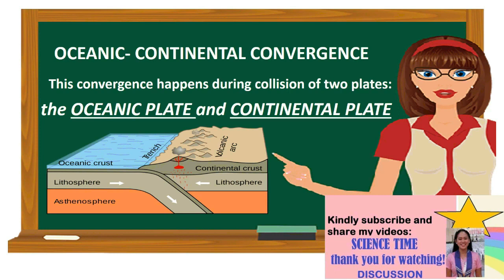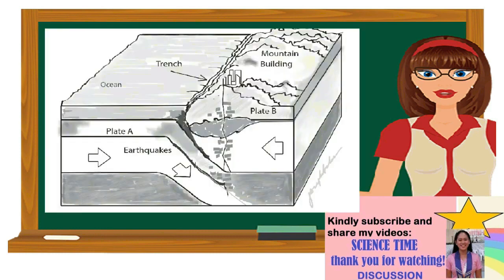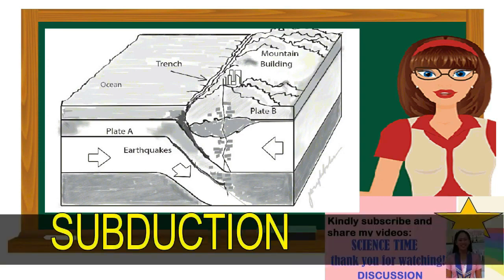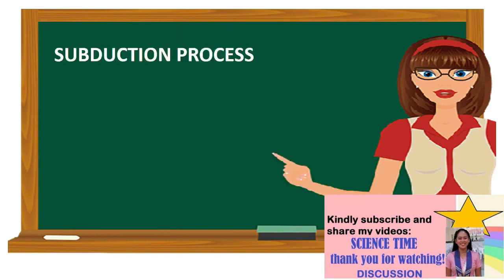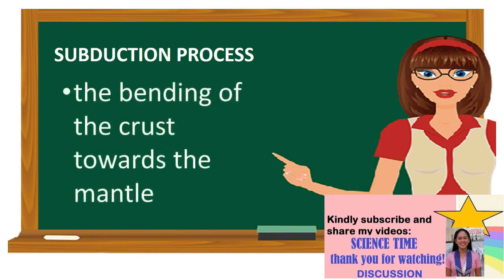When continental and oceanic plates collide, the thinner and denser oceanic plate is overridden by the thicker and less dense continental plate. The oceanic plate is forced down into the mantle in a process known as subduction. From the diagram, the denser oceanic plate, or plate A, undergoes what we call the subduction process, or the bending of the crust towards the mantle.